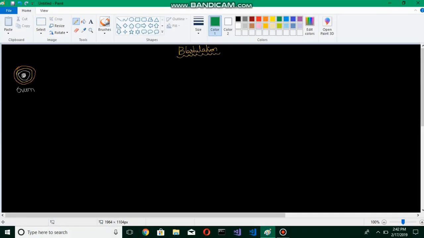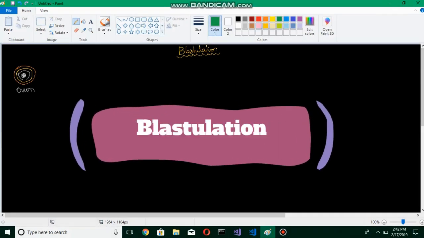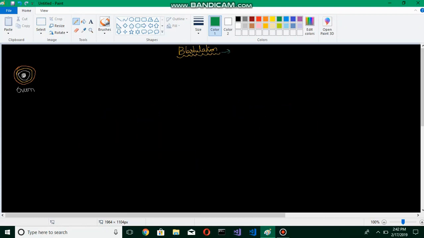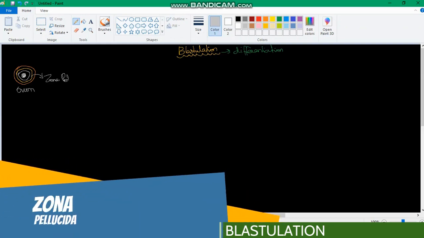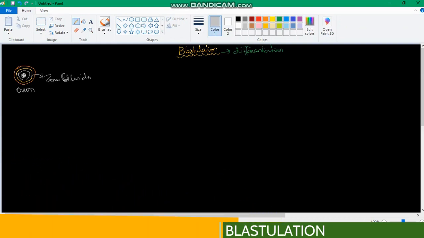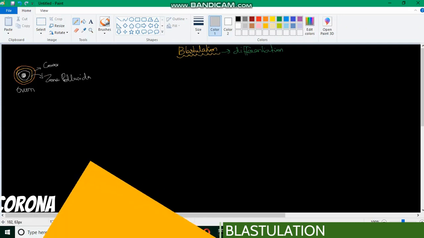Hey guys, today's topic is blastulation, which is one of the stages of early embryogenesis, which is characterized by cellular differentiation. So now let's get back to fertilization, where we have the ovum or the egg of the female waiting inside the fallopian tube. The egg has two layers around it, and the inner layer is called zona pellucida, and the outer layer is called corona radiata.